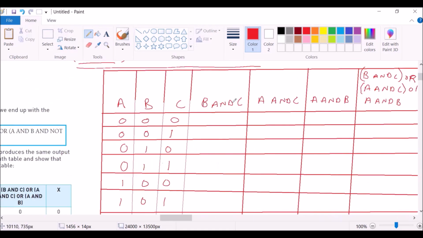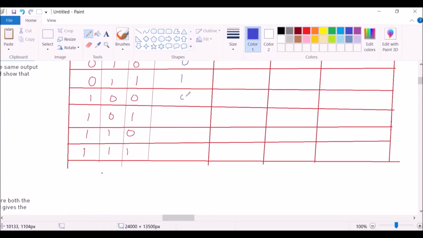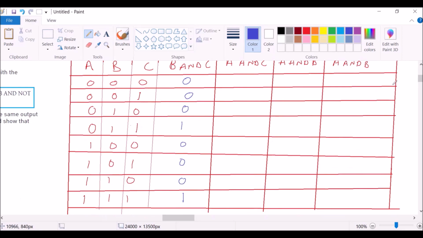B and C. We are looking at these columns. 0 and 0 should give us a 0. 0 and 1 should give us a 0. 1 and 0 should give us a 0. 1 and 1 should give us a 1. The same pattern repeats for the next four rows, ending with 1 and 1 giving us a 1. So that is the column for B and C.